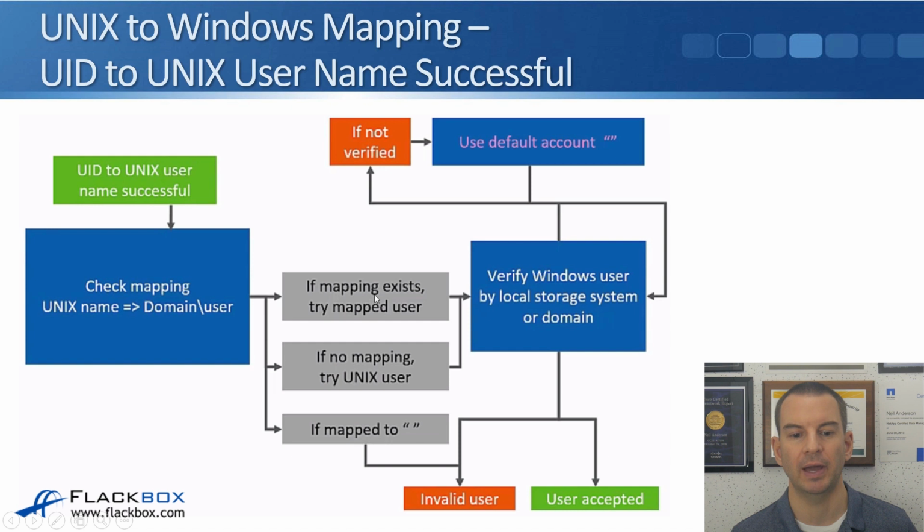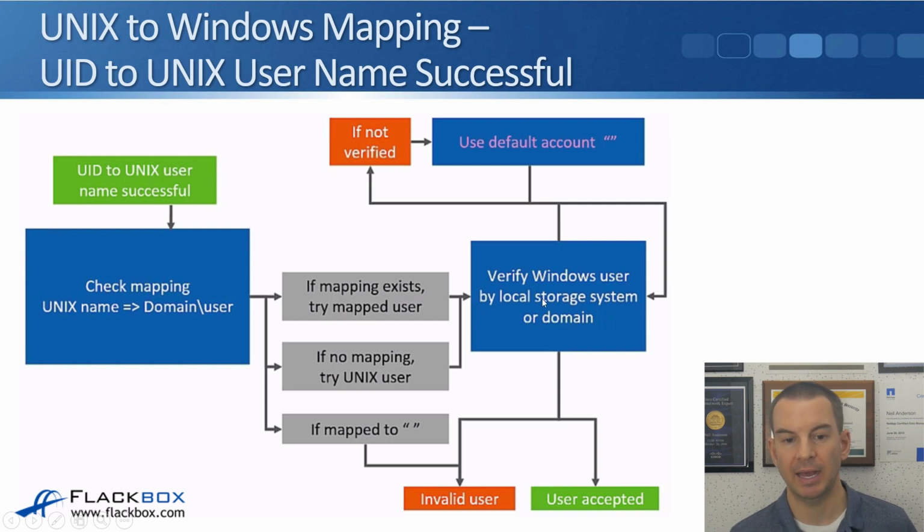That maps them as an invalid user. Okay, so if a mapping exists, or if there is no mapping, we've tried the Unix user, the next thing that happens is verify the Windows user by the local storage system or by the domain, again, checking if it is a valid user or not. If that is a valid Windows user, then look at the NTFS permissions on the file or folder, and then either give the user access if they're permitted, or do not give them access if they're not permitted.